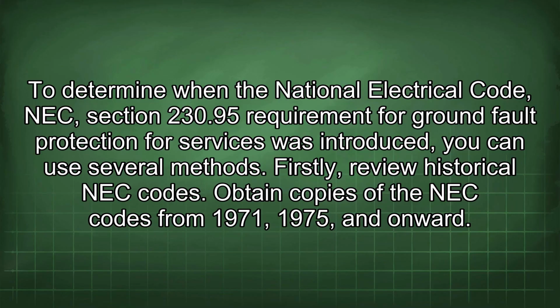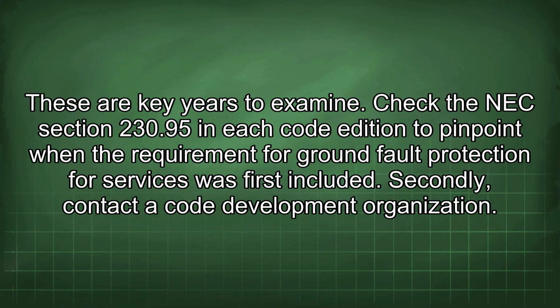To determine when the National Electrical Code (NEC) Section 230.95 requirement for ground fault protection for services was introduced, you can use several methods. Firstly, review historical NEC codes. Obtain copies of the NEC codes from 1971, 1975, and onward. These are key years to examine. Check NEC Section 230.95 in each code edition to pinpoint when the requirement for ground fault protection for services was first included.